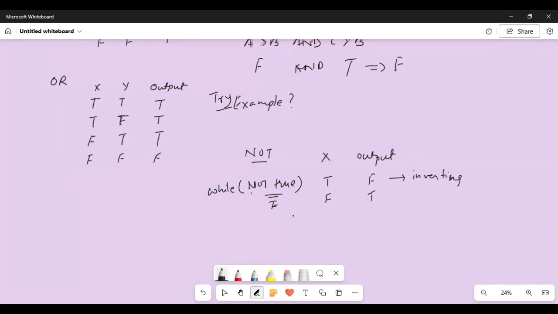Okay. So this was all about the operators. You can try a few examples, comment in the comment box, and let me know if you need any further help on this.